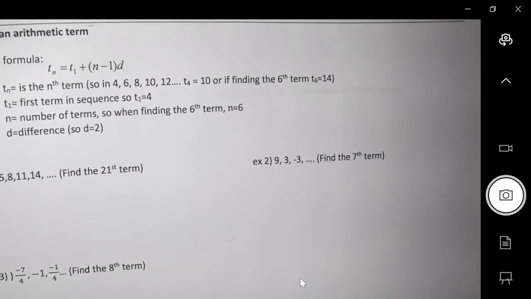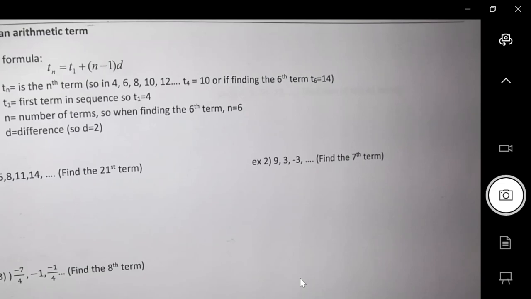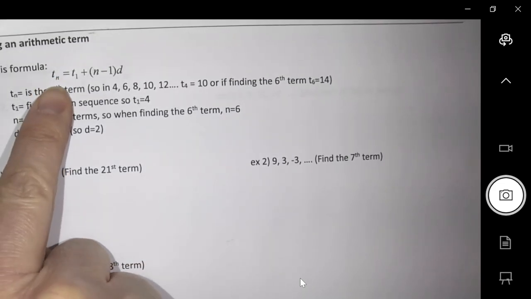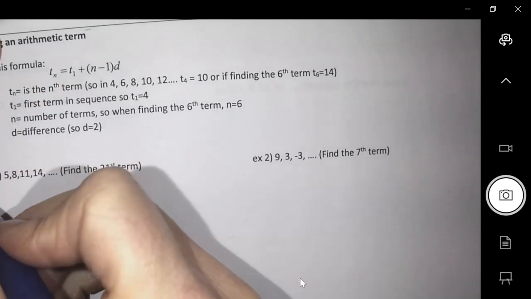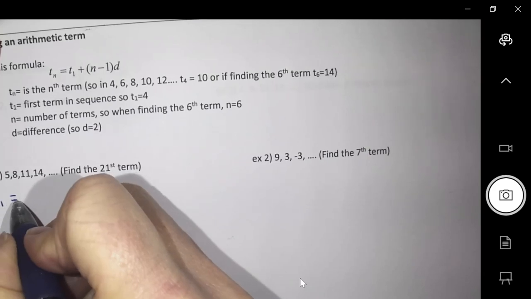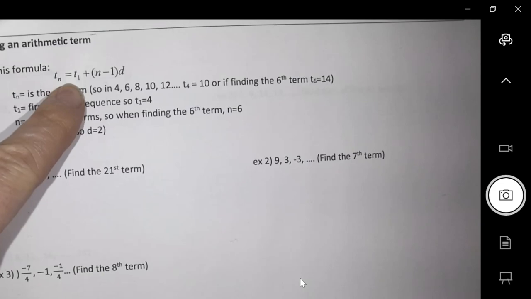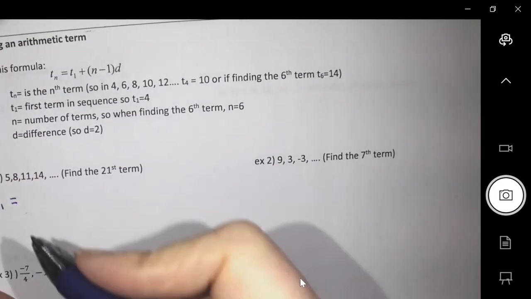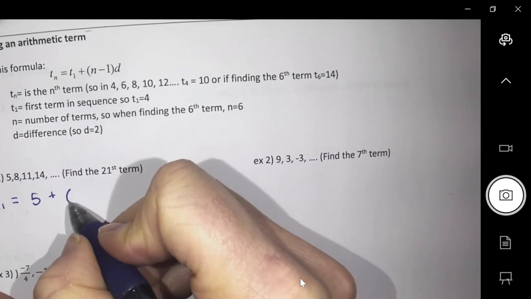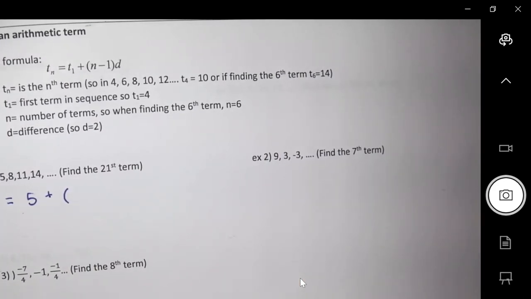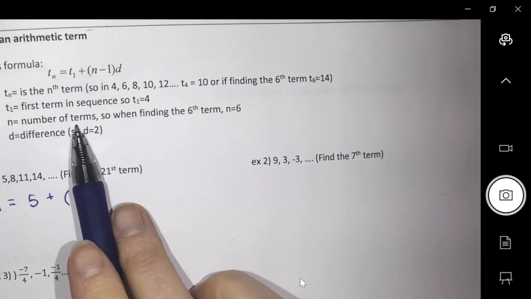I don't want you to do 14 plus 3 plus 3, plus 3, plus 3. I don't want you to do that. Is the formula 3 times 21 plus 5? Well, the formula is here. So, we're going to go term 21 equals term 1. So what do I put in place of term 1? 5 is the first term. N is the number of terms.